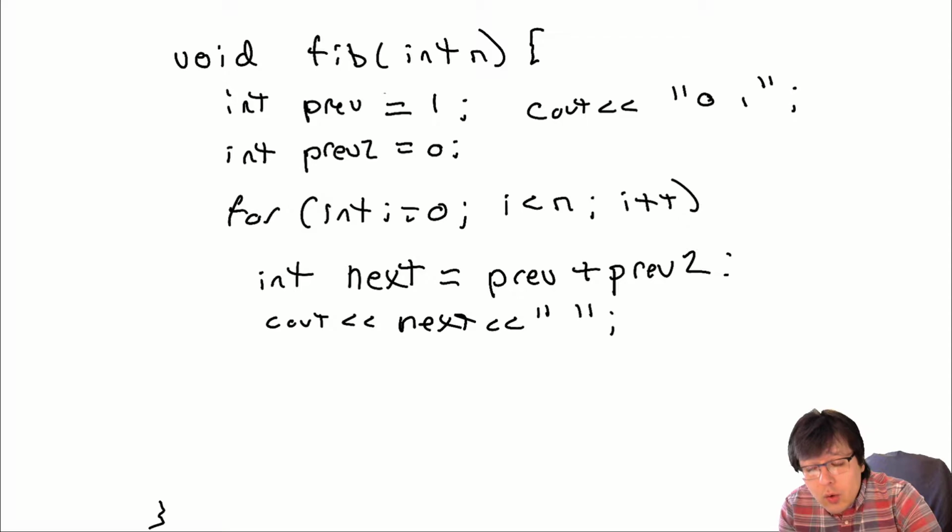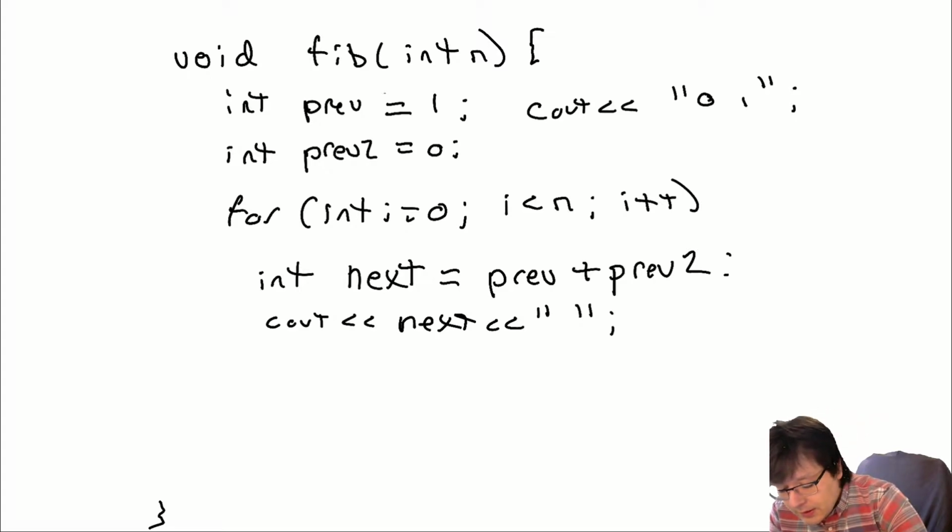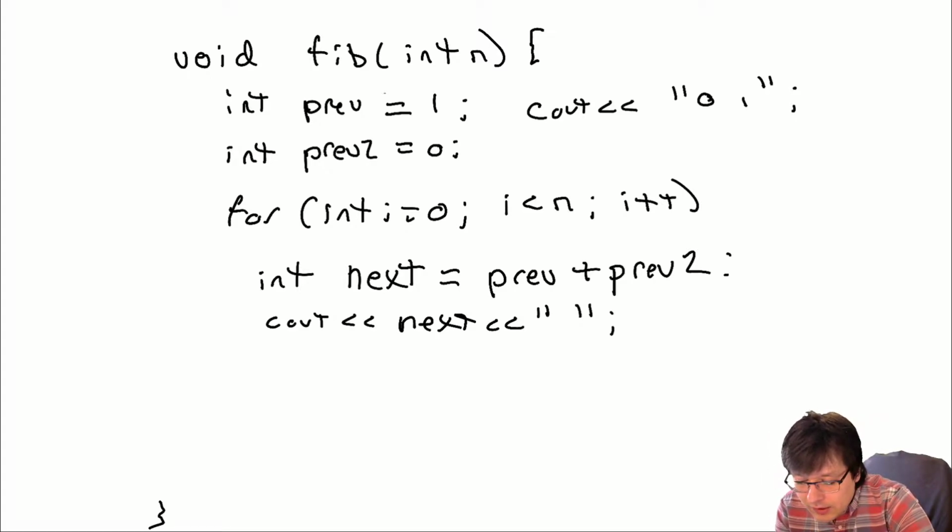But for that, we need to update the previous number and the second previous, because what was the previous number is now going to be the second previous number, and the number we just computed is going to be considered the previous number. So they're basically going to shift down. And if you think about swaps, it's kind of how this works.